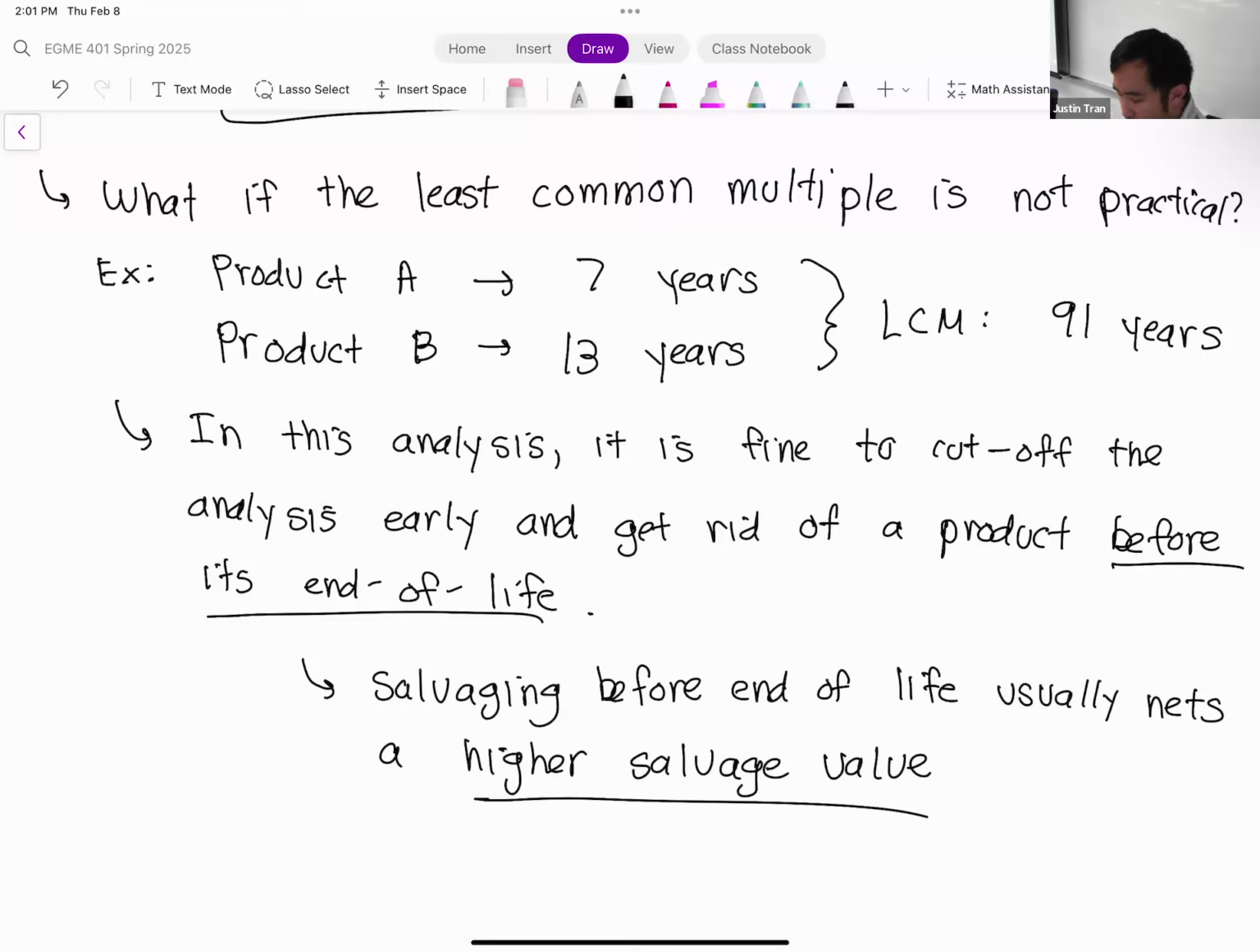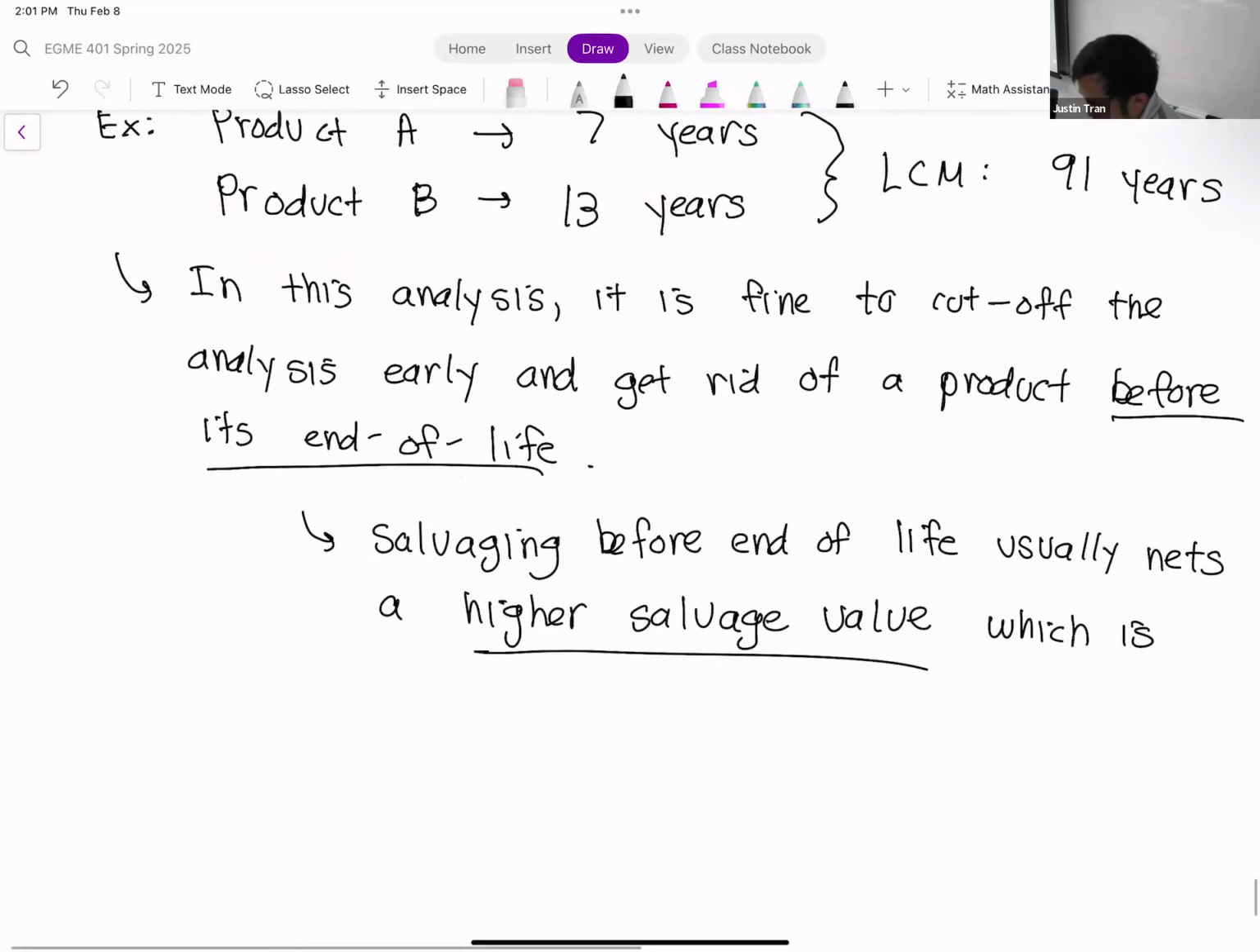So how do you find that salvage value? Usually that's given to you in the problem. Well, and for this class, that's usually given to you in the problem. In real life, you're going to have to find a buyer, do an analysis and all that stuff. But just for this class, just for simplicity's sake, most of the time it's going to be given to you.